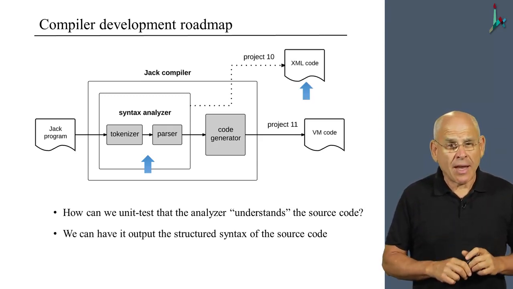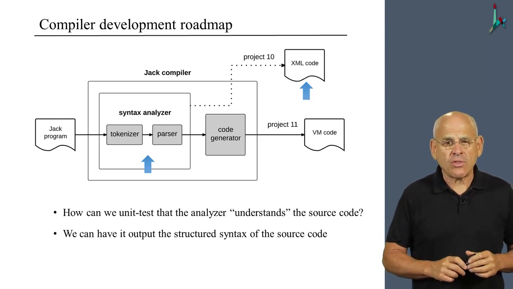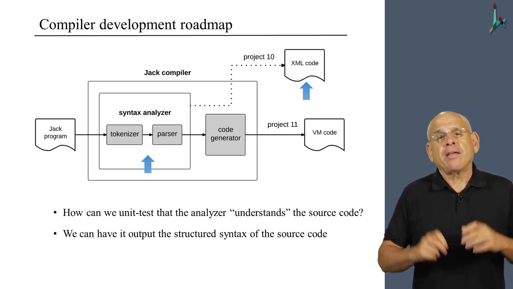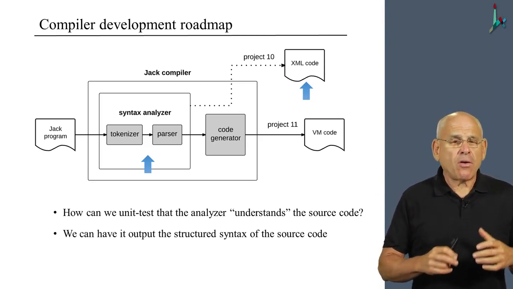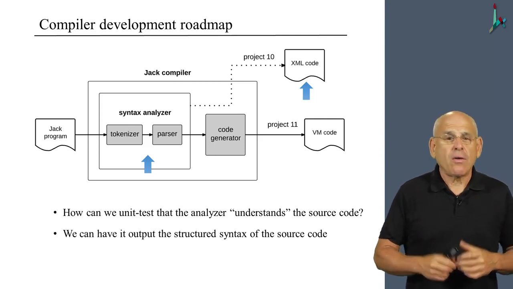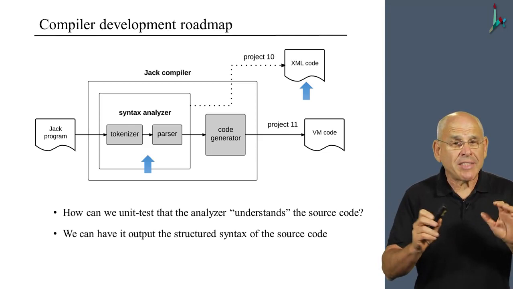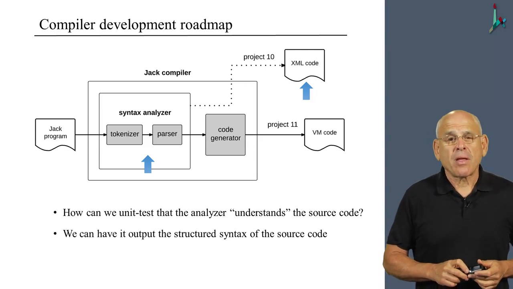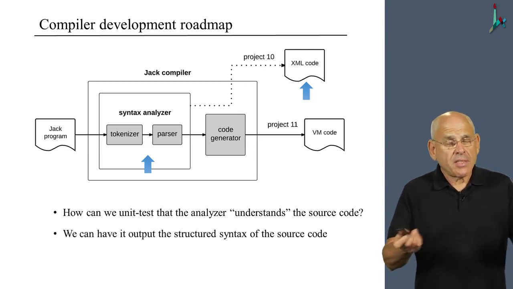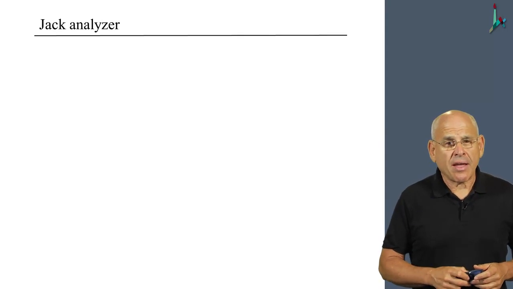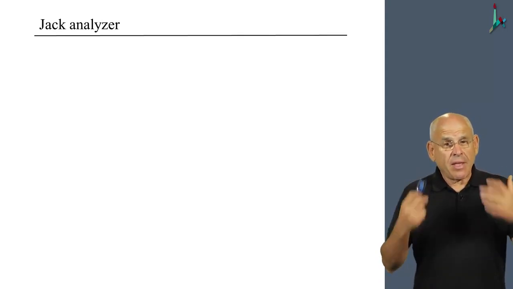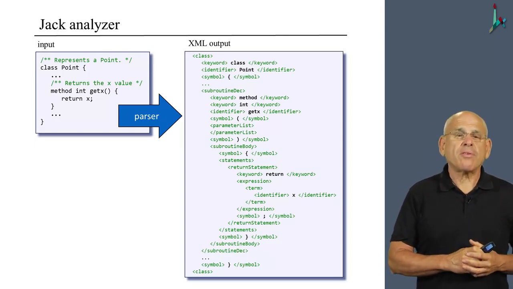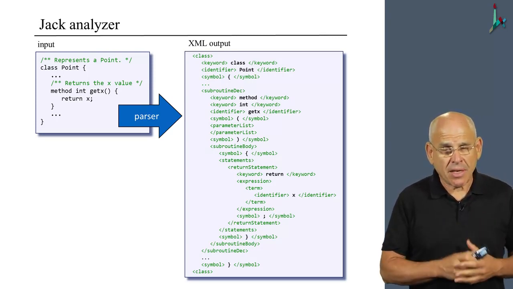We shortcut the code generator. And instead of generating VM code, we'll generate XML code. And XML code is something that we discussed in the past, and now I will show you exactly what kind of output we expect the analyzer to emit. So here's an example of some source code that we saw before, and here is the XML output that our analyzer will output when it processes this particular source code.